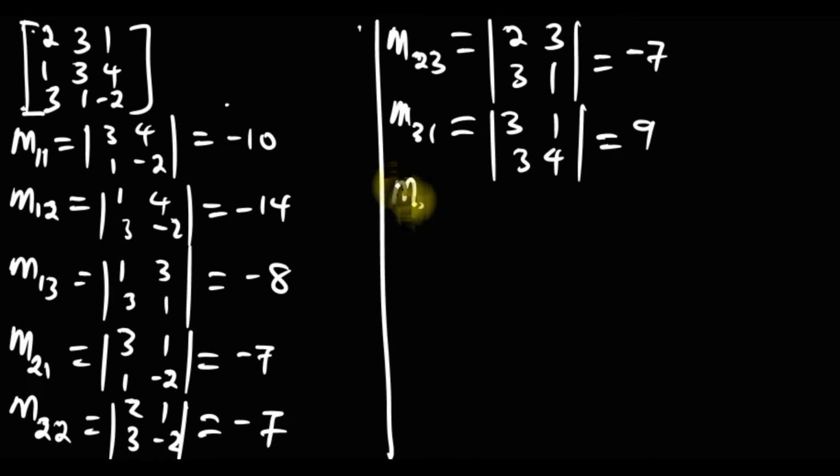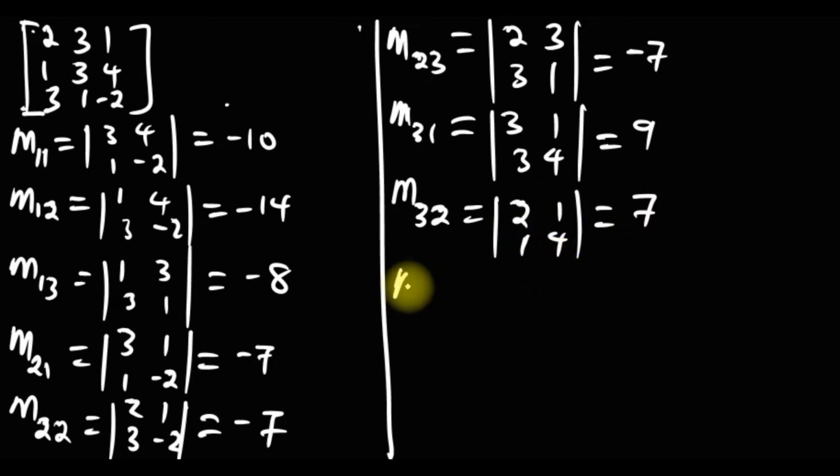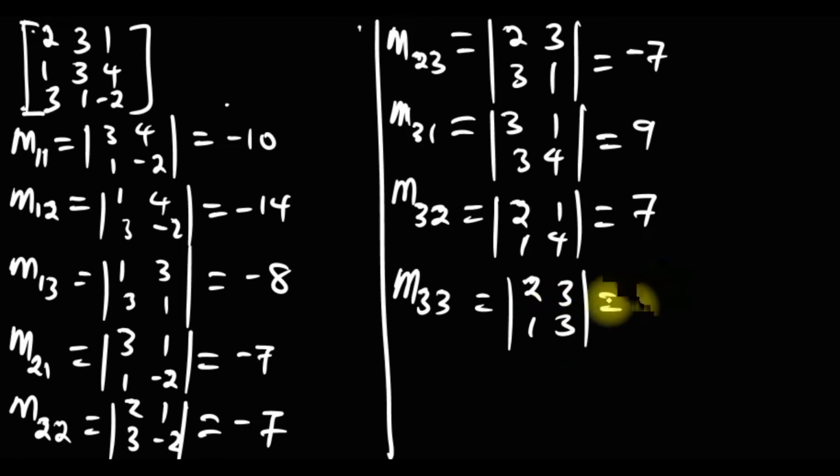M32 is third row second column, which is 2, 1, 1, 4. So which is 8 minus 1, 7. M33, which is third row third column, which is 2, 3, 1, 3, which is 6 minus 3 is 3. So we've gotten the minors.